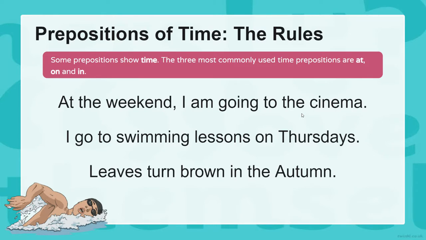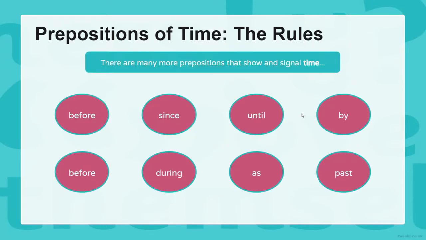Can you very quickly identify, perhaps printing them off or just writing them down, which ones show time? So our first one is at the weekend, a lovely fronted adverbial there. It's adding more information to the sentence, but it's also showing a preposition of time. We know that on is our clear preposition, and we know that in is also one.